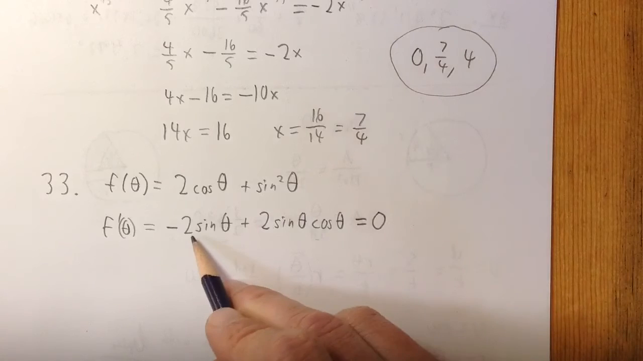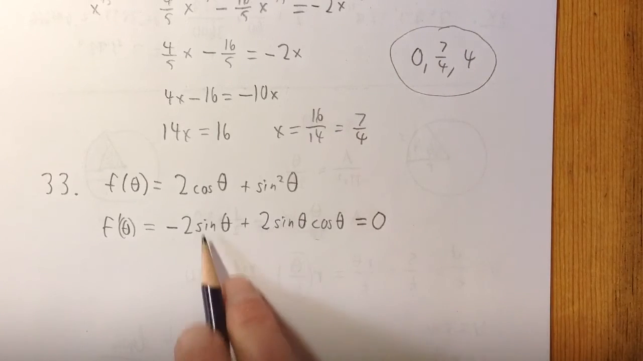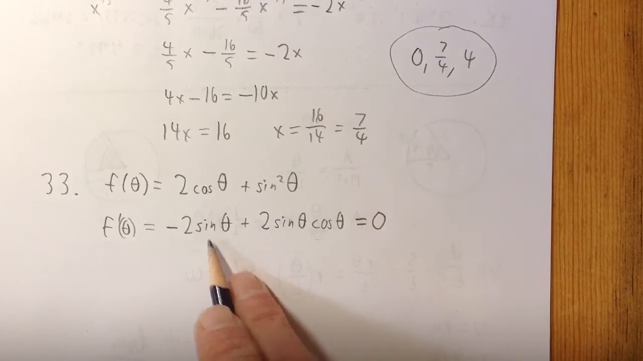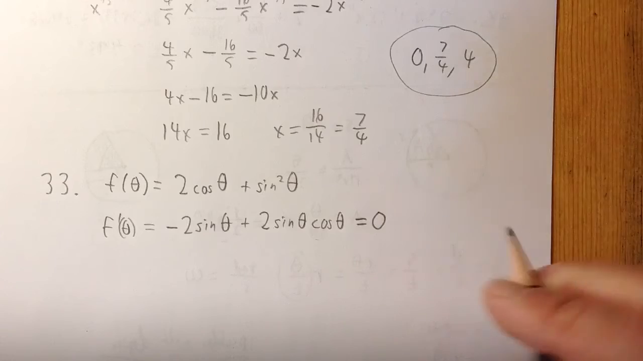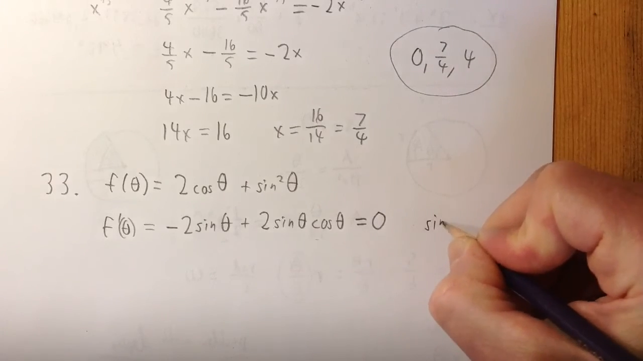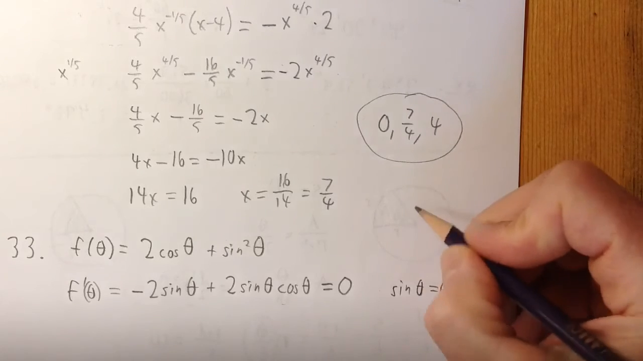Okay, first, we can divide both sides by sine theta. Or, if sine theta is 0, then this is 0, and that's 0, and 0 times 0 is equal to 0. So the first solution is when sine theta is equal to 0. So when is sine theta equal to 0?